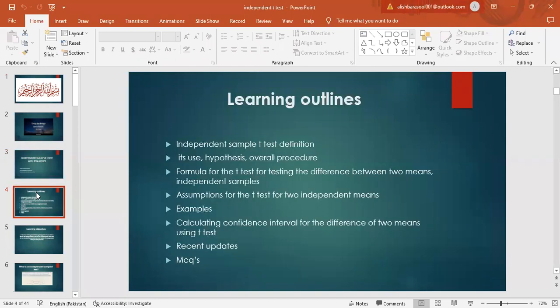Learning outlines: independent sample t-test definition, its use, hypothesis, overall procedure; formula for the t-test for testing the difference between two means of independent samples; assumptions for the t-test for two independent means; examples, calculating the confidence interval for the difference of two means using the t-test, recent updates, and MCQs.